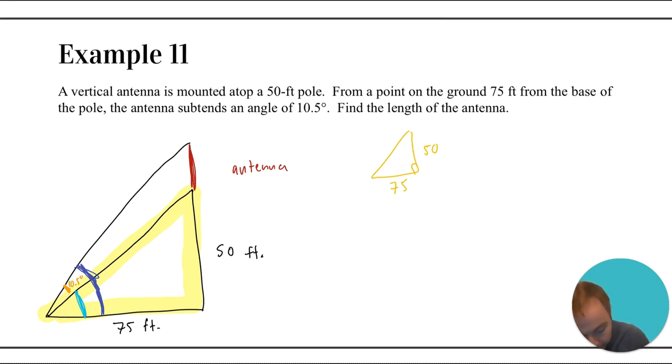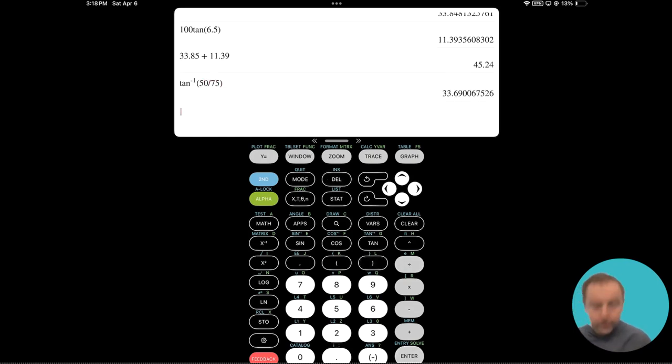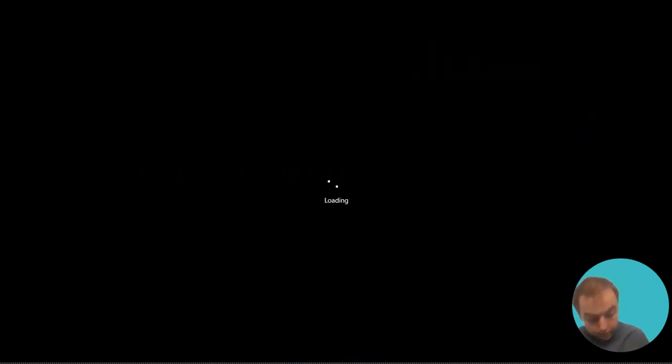So if we were to reference this lighter blue angle right here as theta, then opposite and adjacent would indicate we could use a tangent ratio. So tangent of theta would be equal to 50 over 75. So tangent inverse of 50 over 75 would give us what that lighter blue angle would be. Which would be 33.69 degrees approximately.